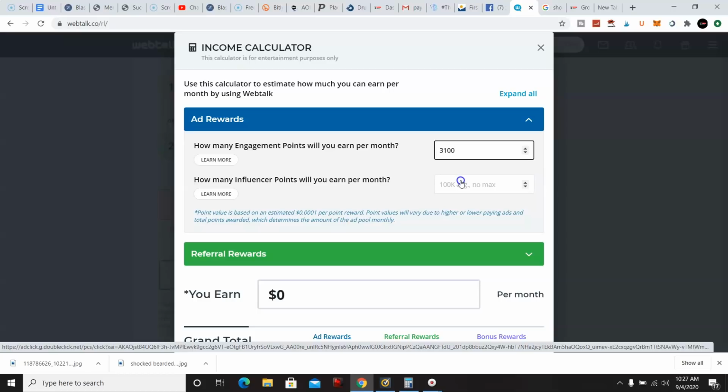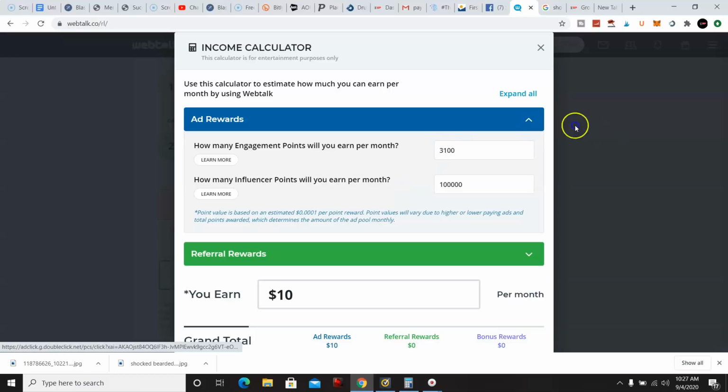That's not too far off to achieve. And how many influencer points you will earn per month. Put in 100,000. And that right off the bat, without referring anyone, you'll get $10 per month.